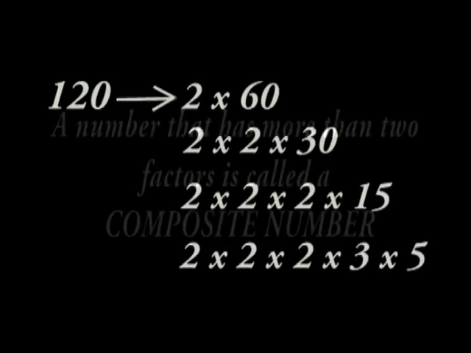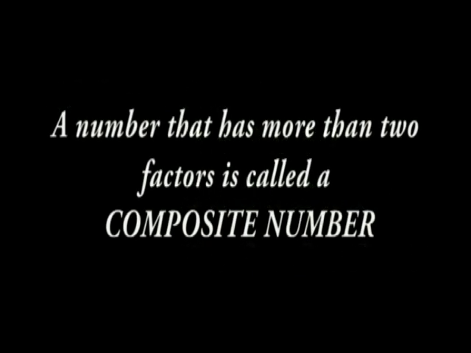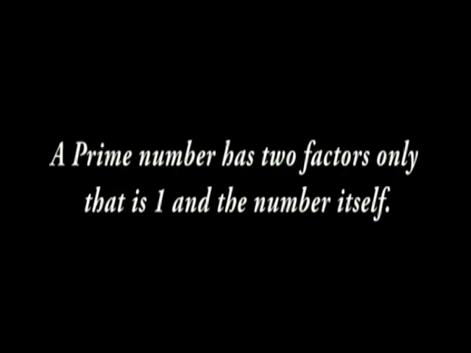A number that has more than 2 factors is called a composite number. For example, 4, 6, 9, 10, 12, etc. Note that a prime number has 2 factors only, that is, 1 and the number itself.